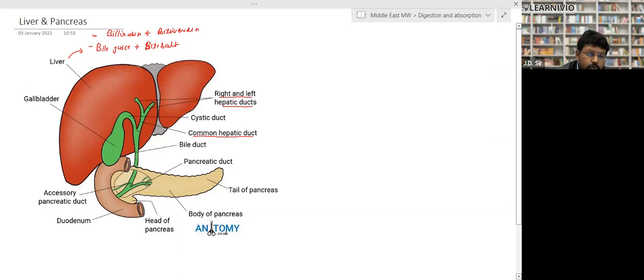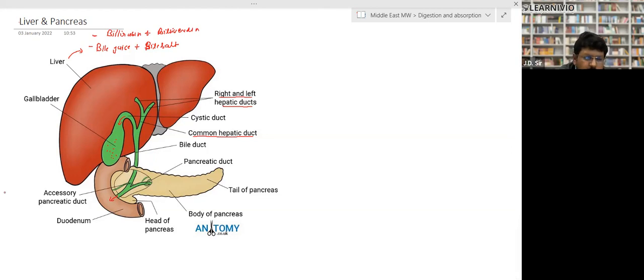This common hepatic duct carries hepatic juices. Hepatic juices do not go directly into the small intestine. They get stored over here in the gallbladder. So bile juice is stored in the gallbladder, and then it is released. With the help of the bile duct, this bile juice goes into the small intestine, the duodenum part, right? So that's how the secretion of the bile juice takes place.